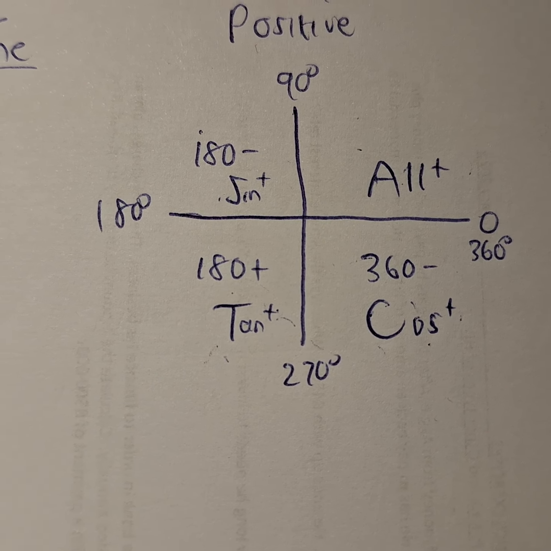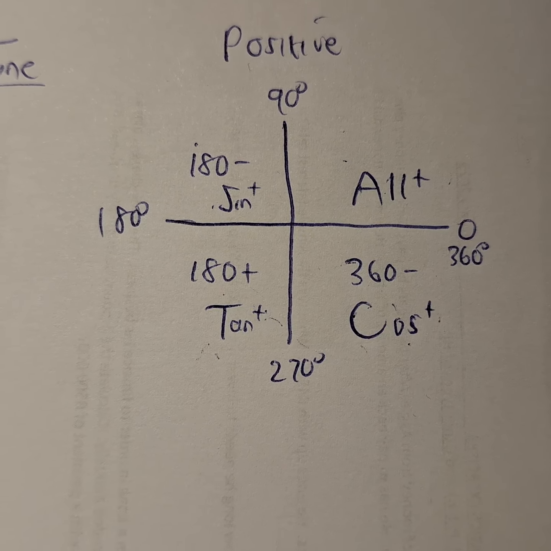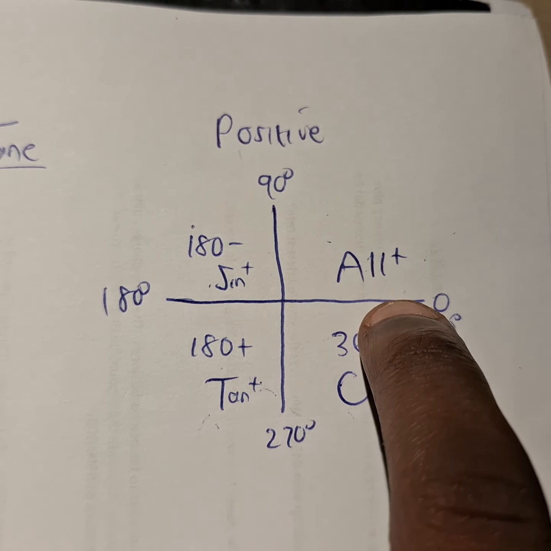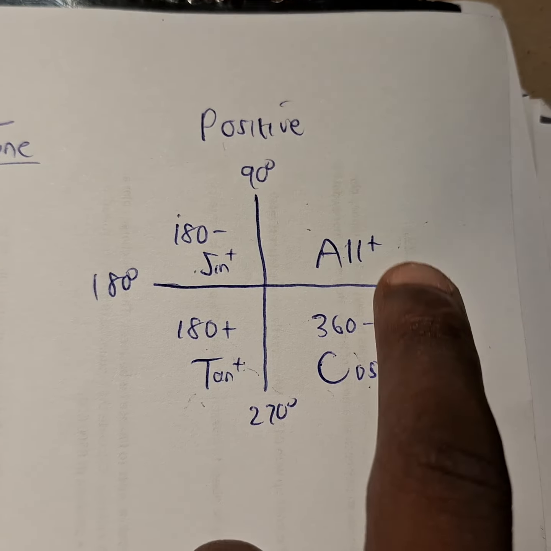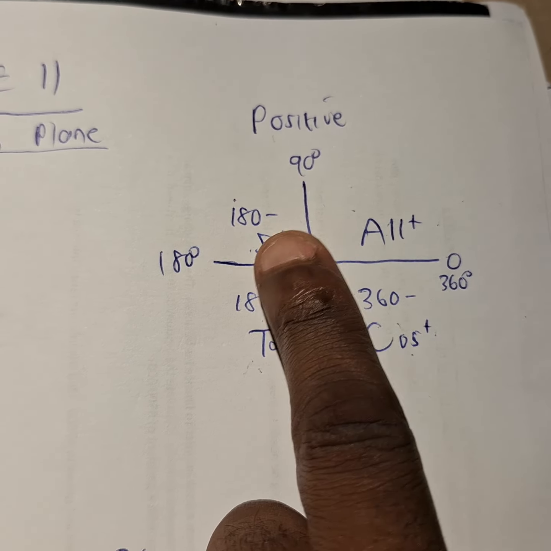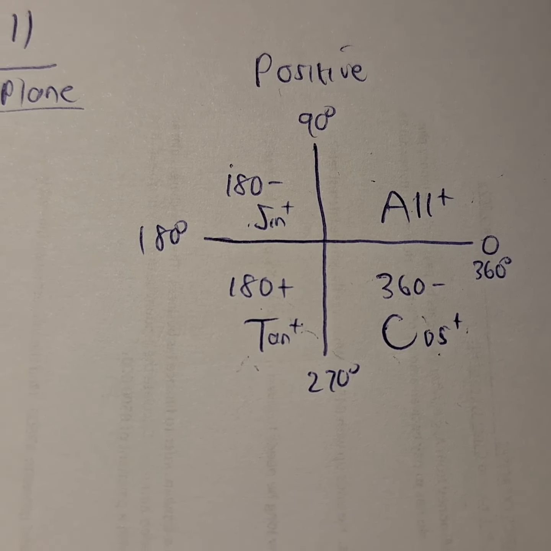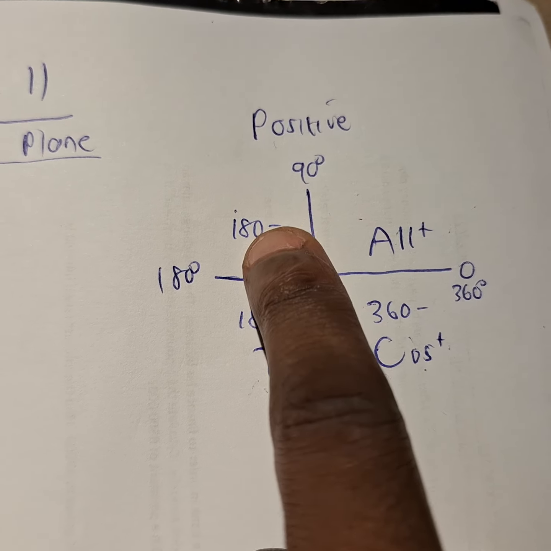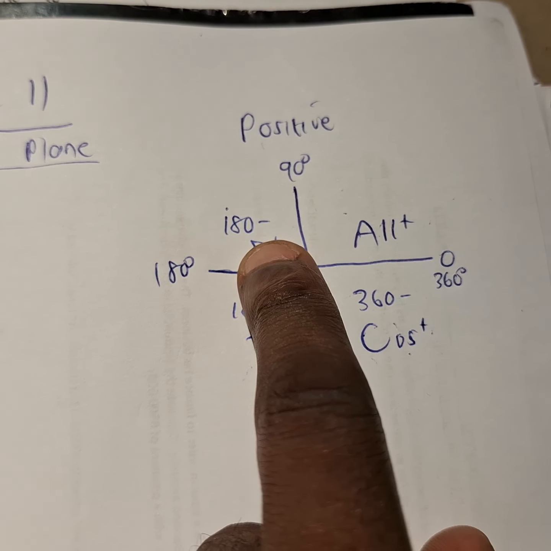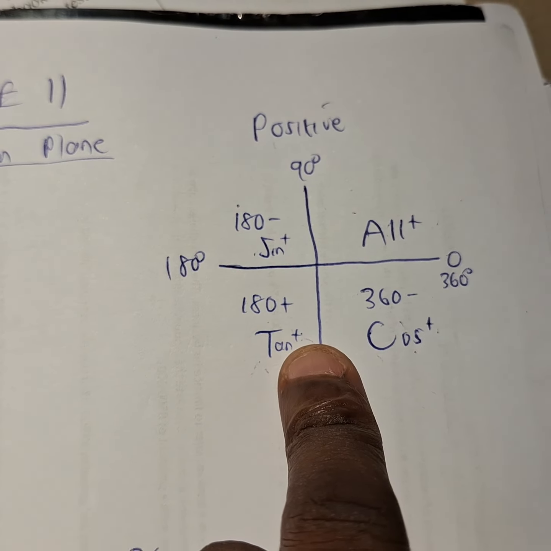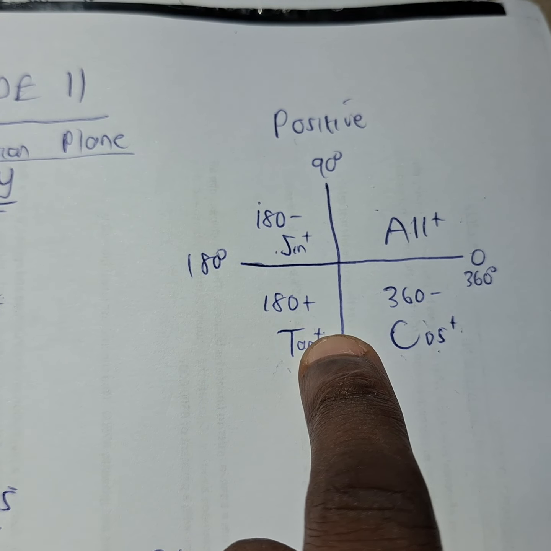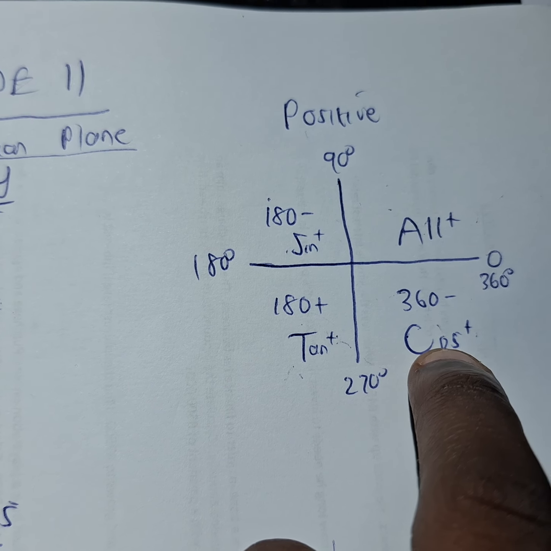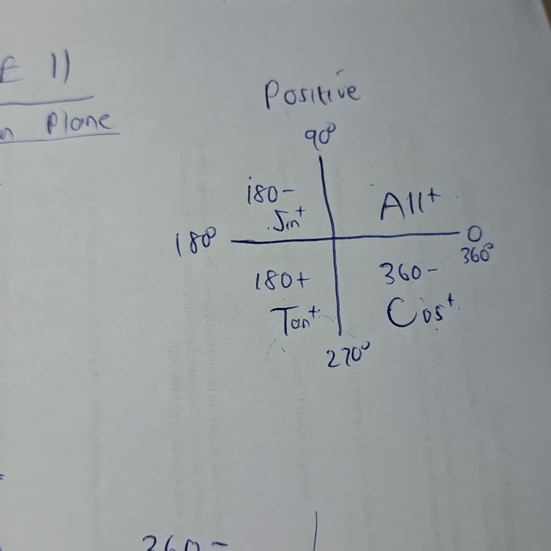Now, something to note is that on our Cartesian plane, we have what we know as the ASTC rule. In other words, for each quadrant in the Cartesian plane, from 0, 90, 180, 270, and 360, which is in an anti-clockwise direction, we have in the first quadrant all trig ratios positive. In the second quadrant, sine only is positive, whilst cos and tan are negative. Here, tan is positive, while sine and cos are negative. And then cos here is positive, whilst tan and sine are negative.